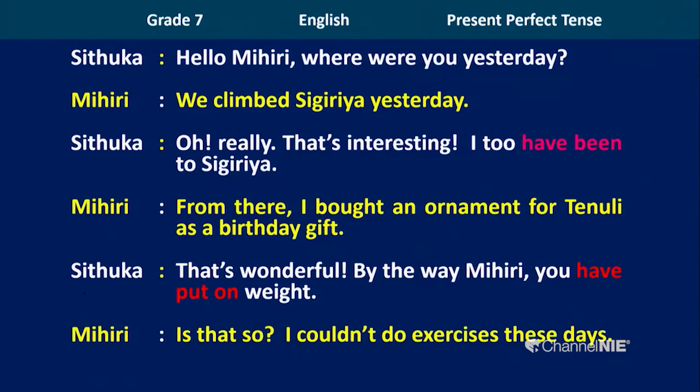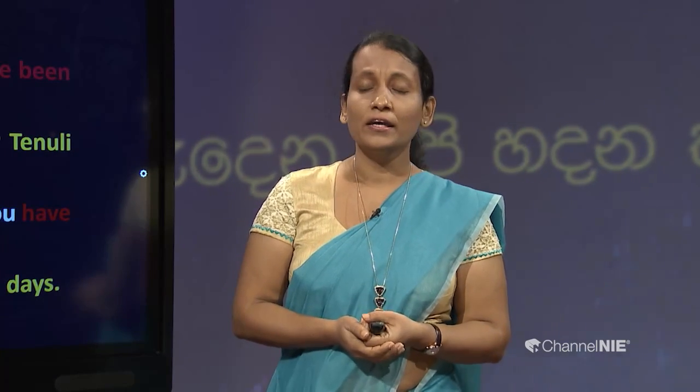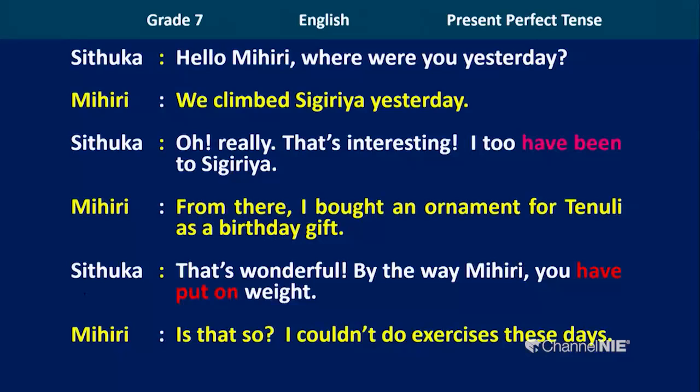Fine, children. Now, you must have heard the conversation, the dialogue between Situka and Mihiri. Right now, children, you can carefully look at the dialogue on the slide and see two verb phrases in red. Can you read them? Have been and have put on. Yes, have plus the past participle. So, these two sentences are examples of present perfect.